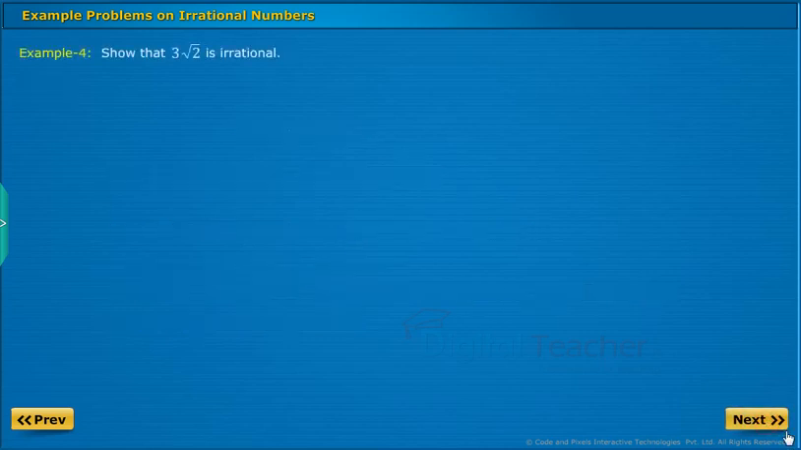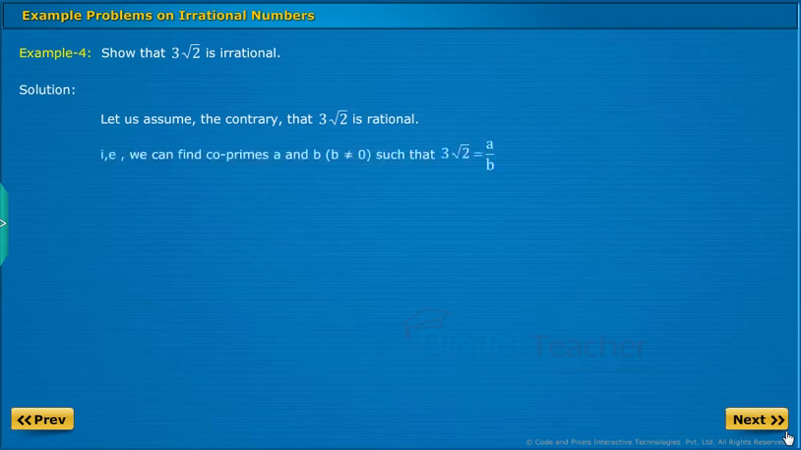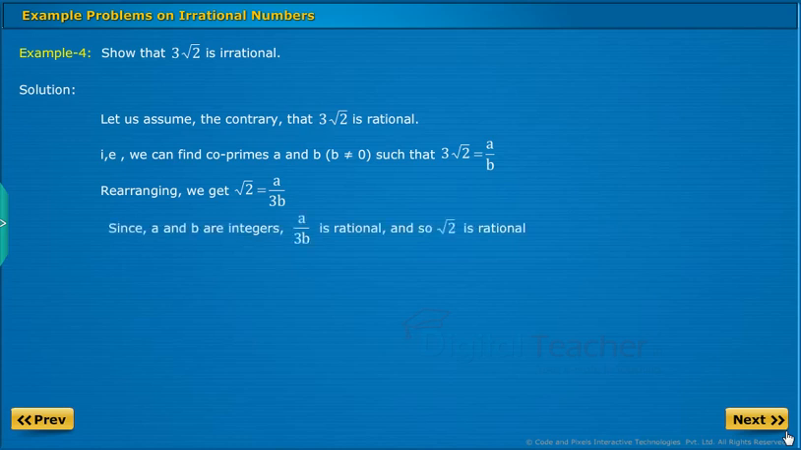Example. Show that 3 root 2 is irrational. Assume the given number is rational. So by the above statement, co-primes a and b, b not equal to 0, can be found such that 3 root 2 is equal to a by b. Rearranging, we get root 2 is equal to a by 3b. As a and b are integers, a by 3b is rational, and so root 2 is rational.